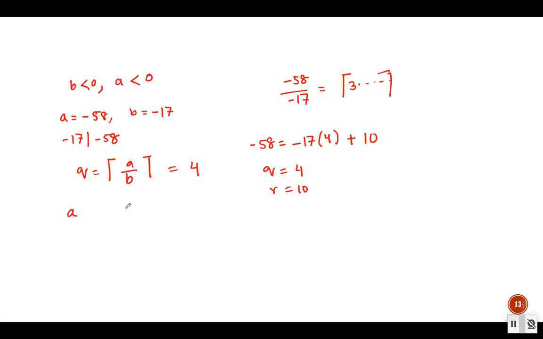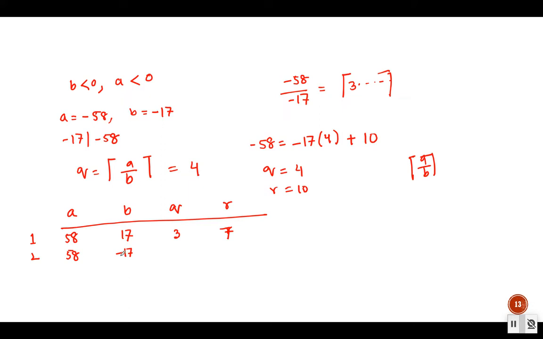So you can try to find out all the examples. Let me show you all the cases here, what can happen. Case 1 is just the regular case we saw so far. a and b are both positive, 58 and 17, so this is simple. q will be 3 and r will be 7. Now case 2: a is positive, b is negative. In that case we calculate the ceiling of a by b, which is going to give me minus 3, and r will be 7.